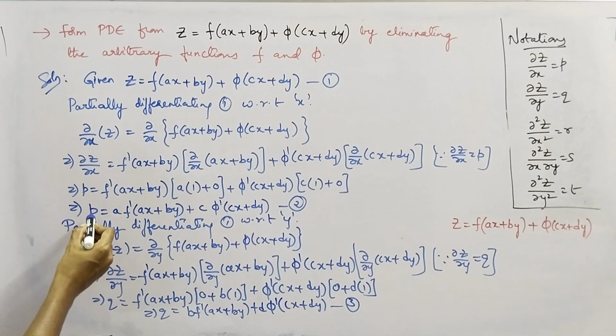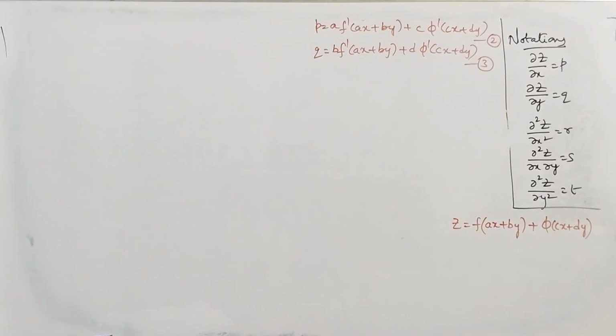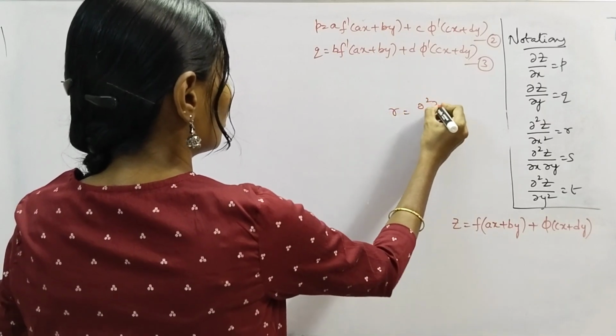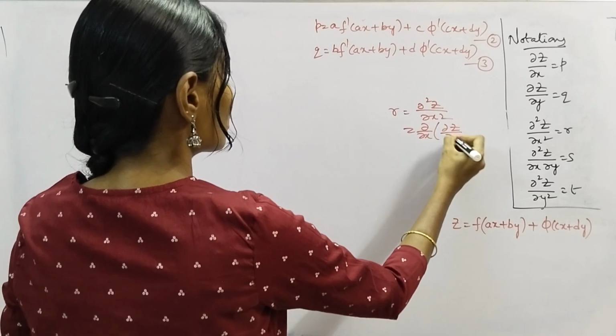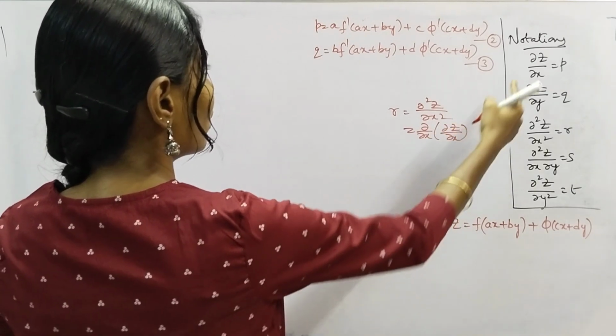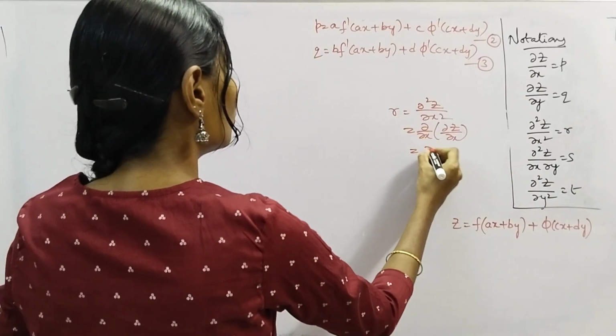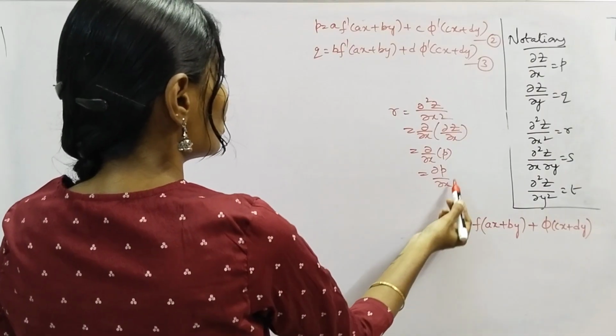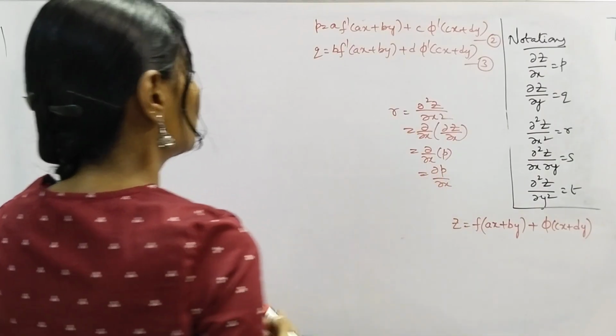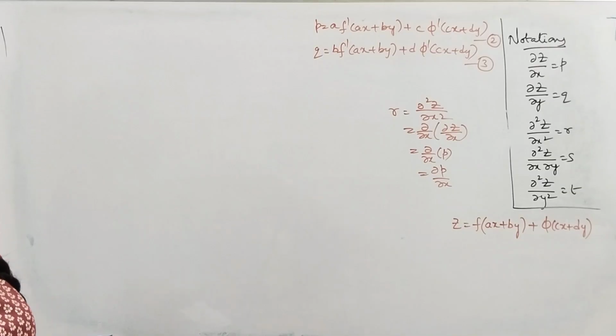See, equation 2 involves p, equation 3 involves q. Now let's find the equation involving r. We know that r is nothing but dou square z by dou x square. We can write this as dou by dou x of dou z by dou x. We know that dou z by dou x can be replaced by the notation p, so you'll get dou by dou x of p, which gives us dou p by dou x. So partial derivative of p with respect to x gives r. So now we need to find the equation involving r.